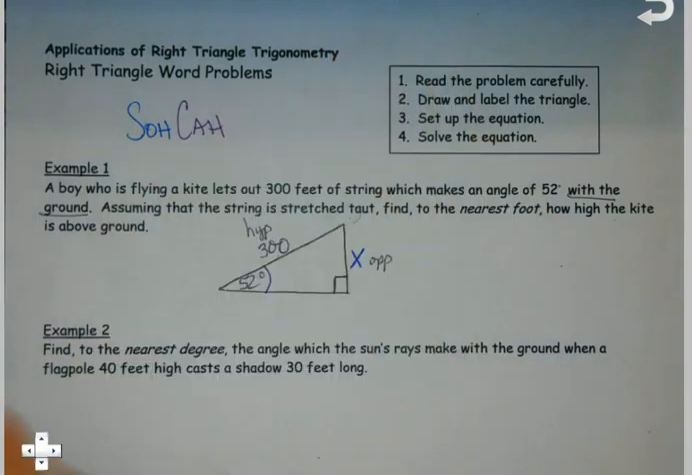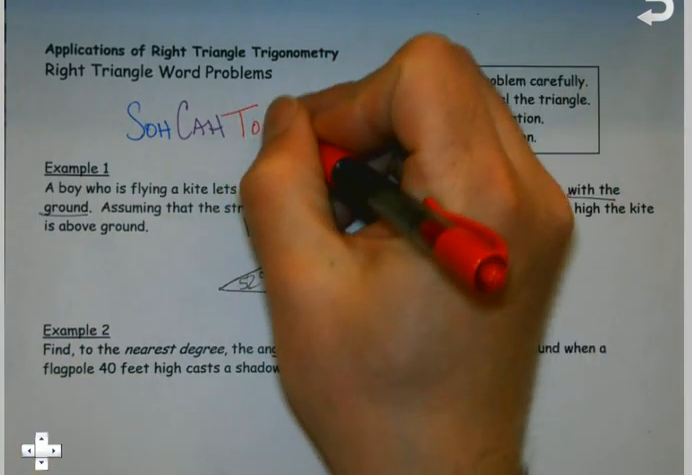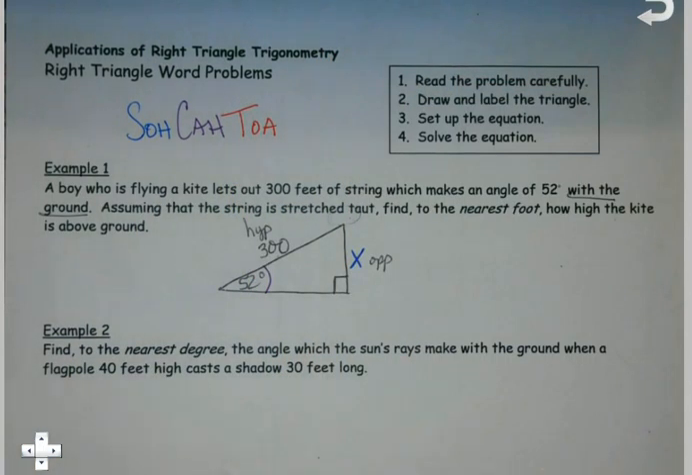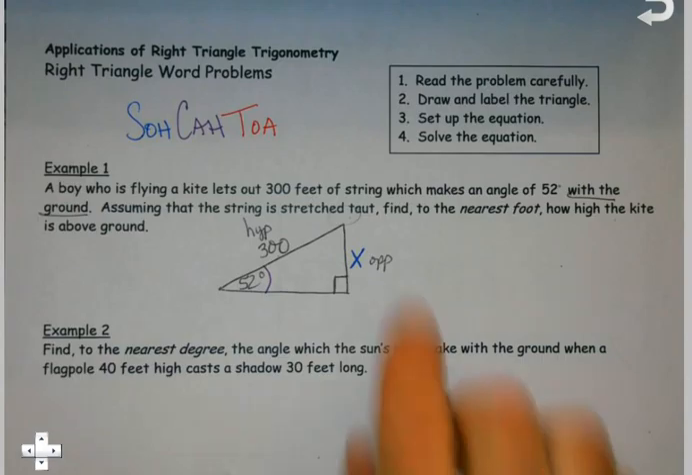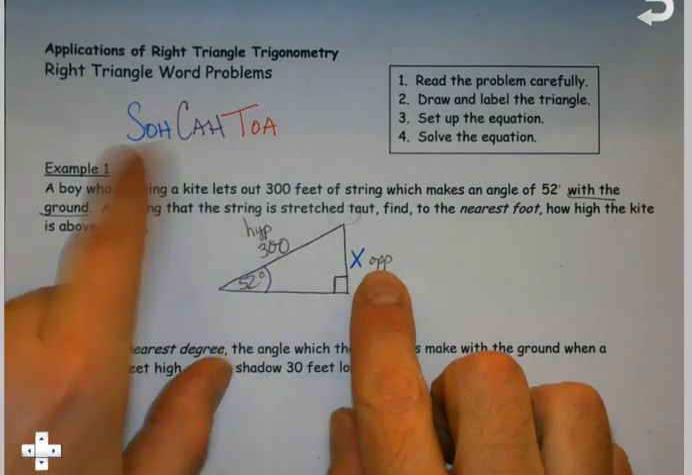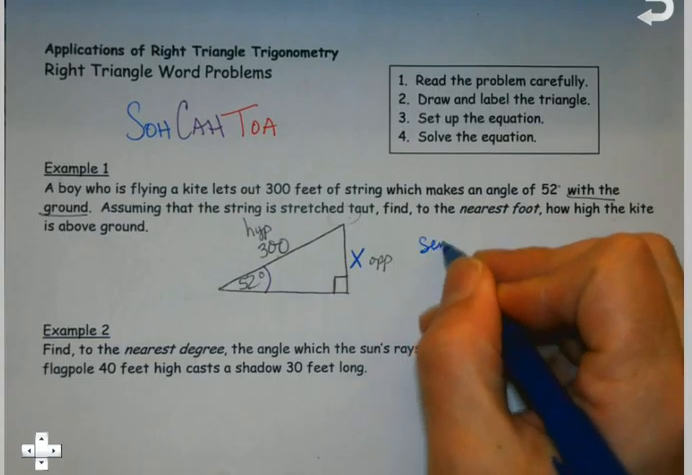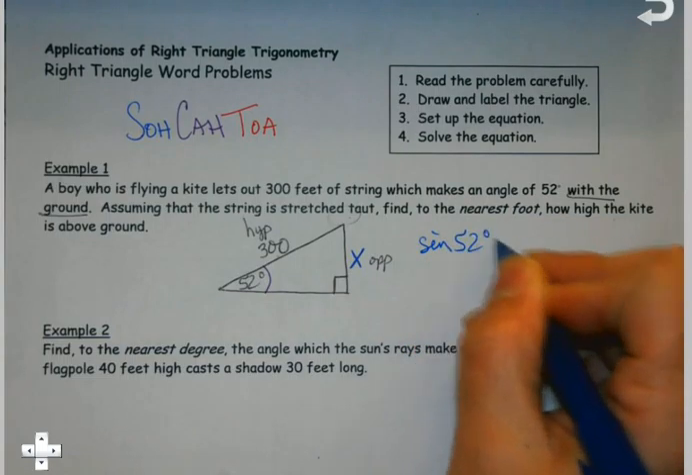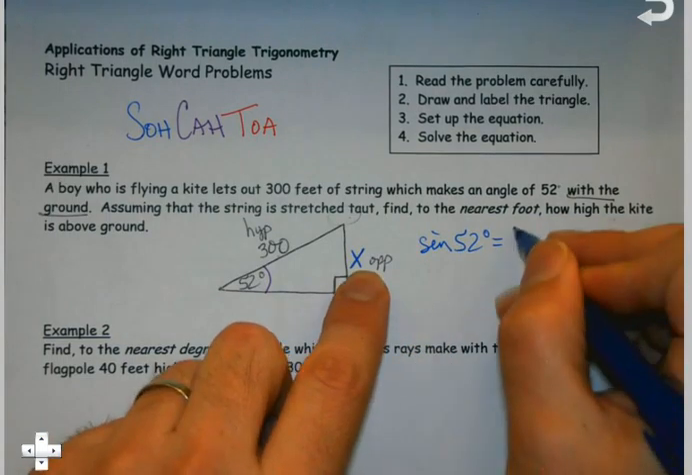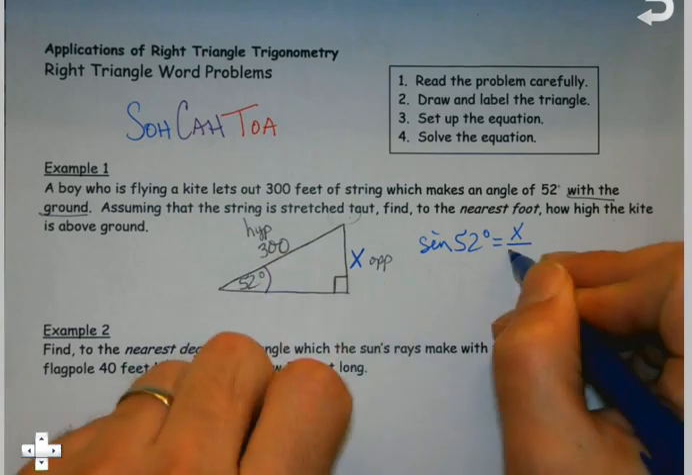we can remember which sides go with which by remembering this SOHCAHTOA. So if I have O and H, I have the trig function that starts with S, or I'm dealing with sine. So sine of 52 is opposite over hypotenuse.